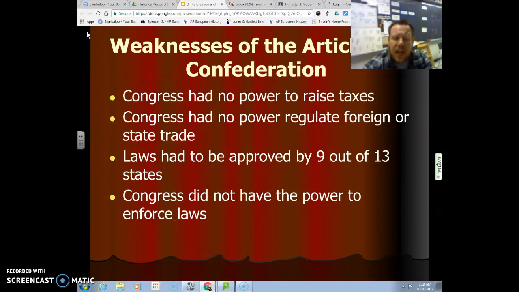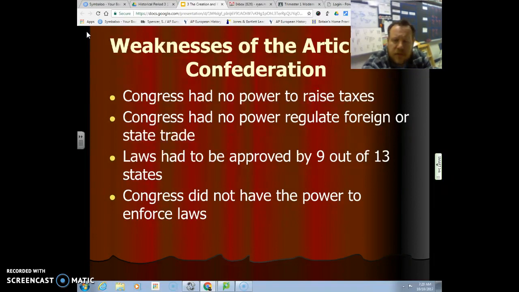And so when they made this document, it had a lot of weaknesses, okay? This Confederation was essentially a loose collection of states, a loose organization of 13 independent countries, all tied together by one national regulating force. But Congress, the National Congress, had no power to raise taxes whatsoever, so they couldn't make any money. They had no power to regulate foreign or state trade, so they couldn't put tariffs or anything on trade, because of the trade fears that had happened early on with the British and colonials.